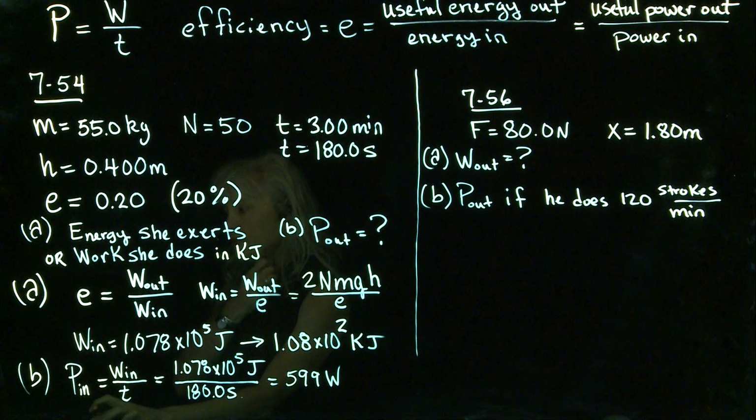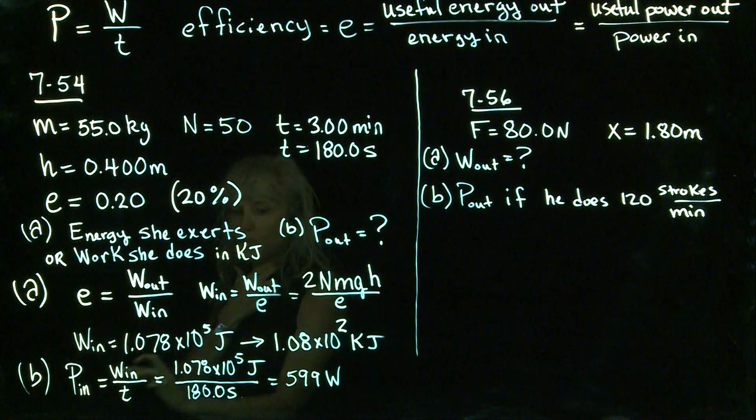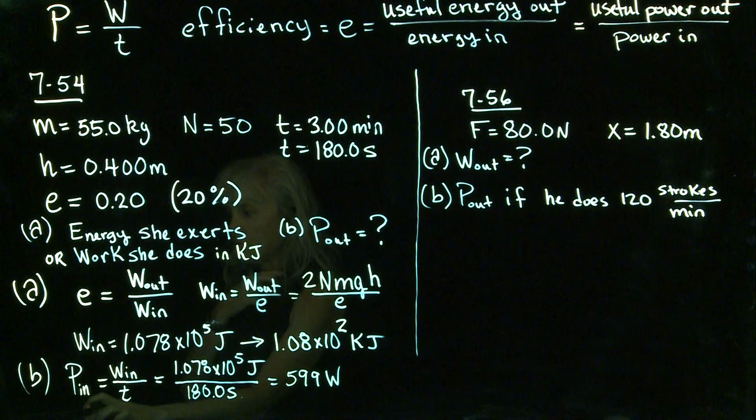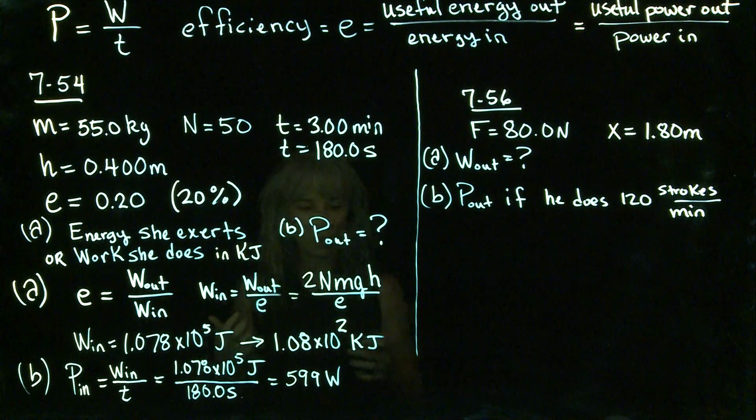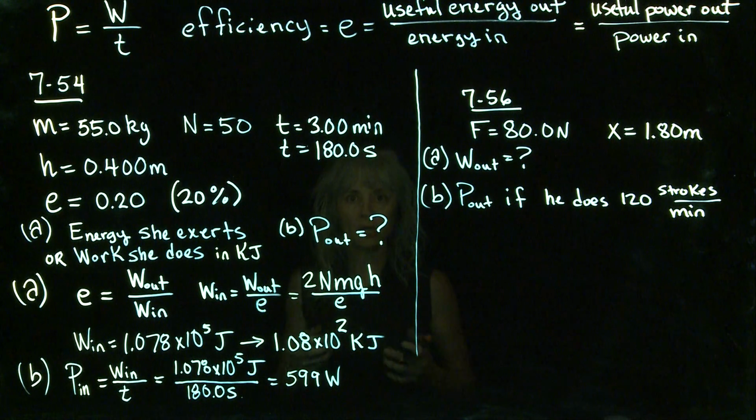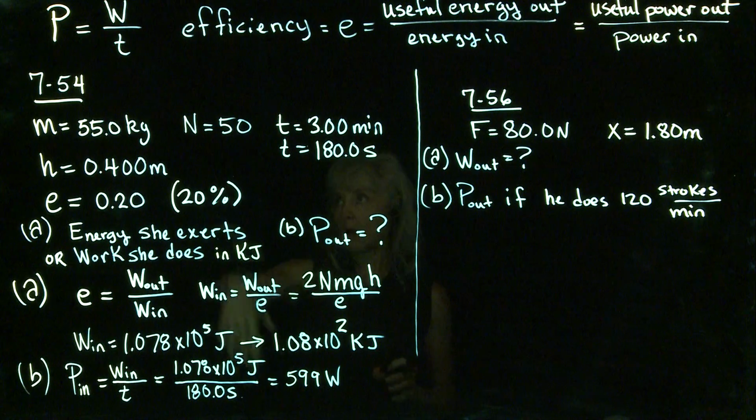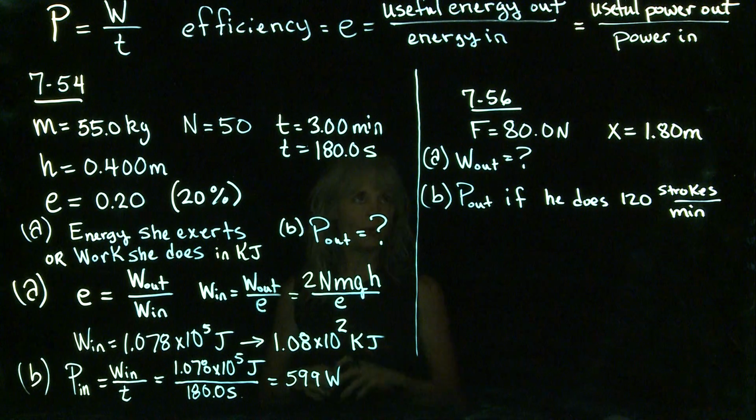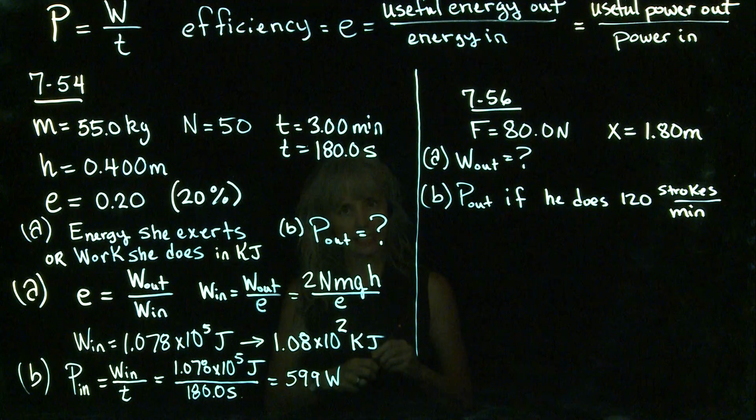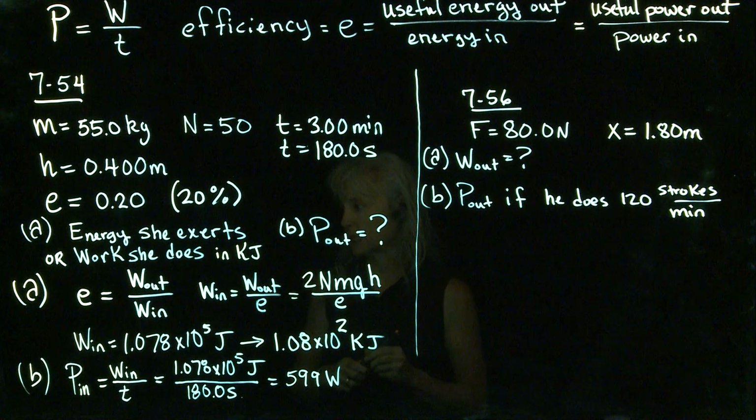So this is an example of how to use efficiency and also how to distinguish the total power coming into a machine from the useful power that is being applied to a specific task to accomplish something. So that wraps up 754. Now let's go ahead and do 756 to apply these same concepts again.